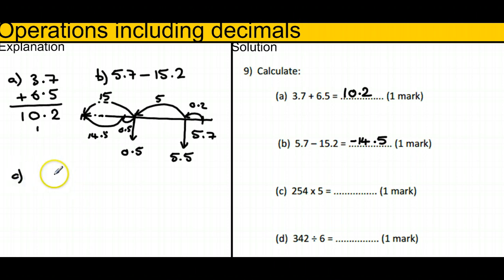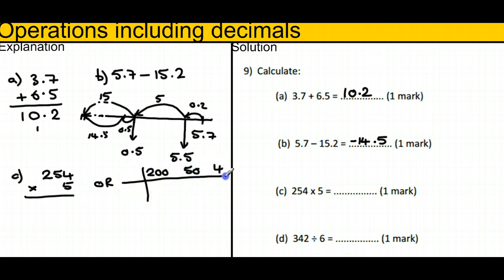For C, we've got a multiplication. You could do it as a column multiplication, or you could use the grid method, where you split the number into 250 and 4, and then times that by 5, so you end up with 1,250 and 20. Then you add those together to give you 1,270.